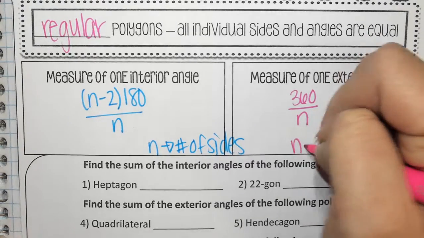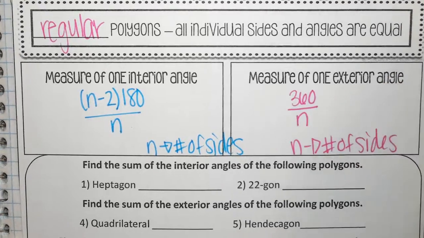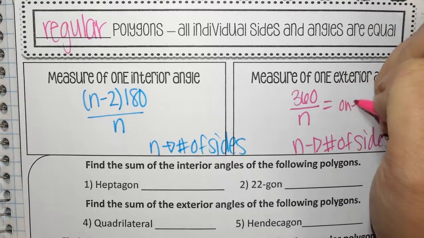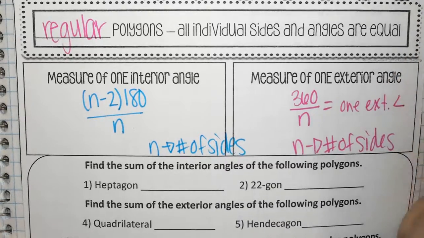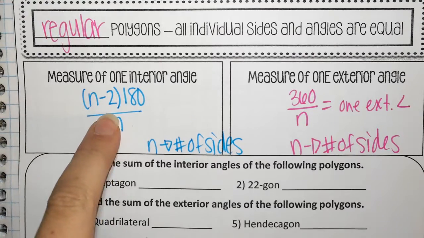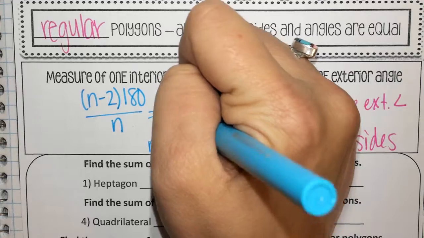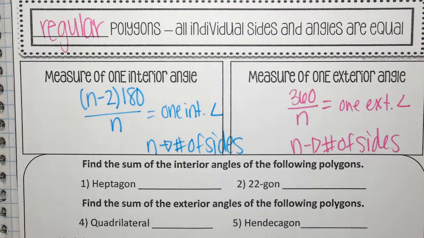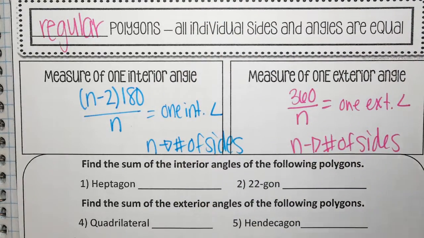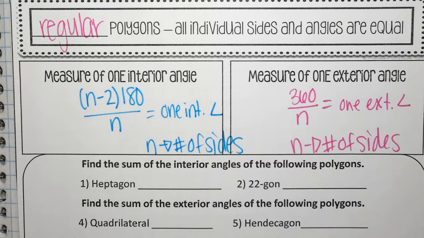Alright, and n stands for the number of sides. So this equals one exterior angle. And this one equals one interior angle. So we're going to use these two formulas for the rest of the day to do our work. We're going to find the sum of the interior, we're going to find one, and then we're going to figure out how many sides there are. Is everybody ready?